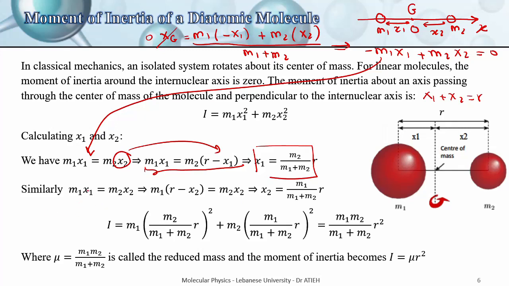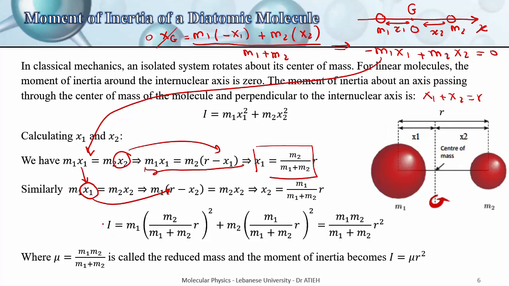Similarly, we are going to use the same formula, but here we replace x1 with r minus x2. Now we arrive at an equation that only contains x2. As you can see, m1 times (r minus x2) equals m2 x2. Distribute, arrange x2 to one side, and you will get x2 equals m1 over m1 plus m2 times r. Again, x2 is a function of m1, m2, and r, the internuclear distance.